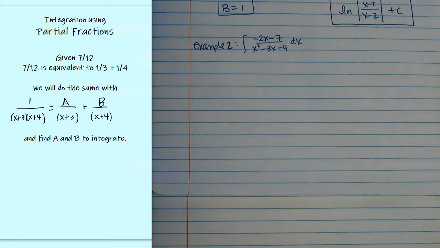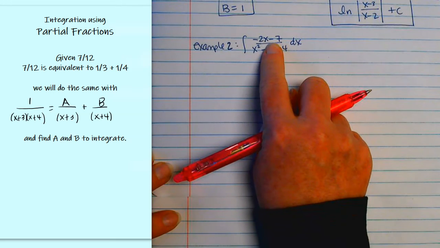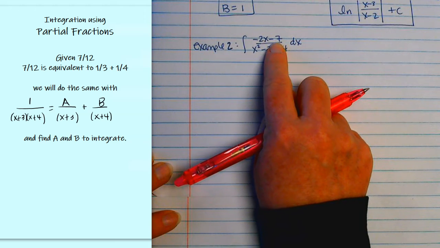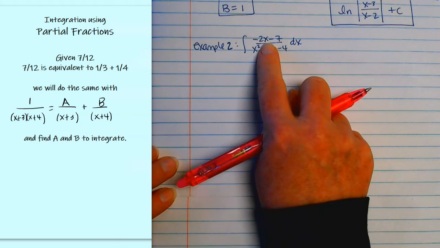Let's do another. Okay, example 2. Integrate negative 2x minus 7 over x squared minus 3x minus 4. So while you're writing that down, x squared minus 3x minus 4, its derivative, like we would try to use substitution here, and if we use the denominator for u, its derivative is not up here. That would be 2x minus 3, not minus 7. So u substitution doesn't work. Long division is not the choice because the numerator is not bigger than the denominator.